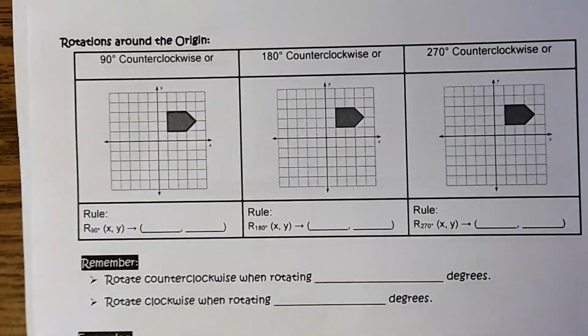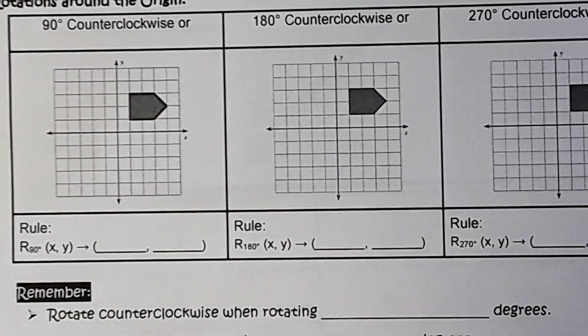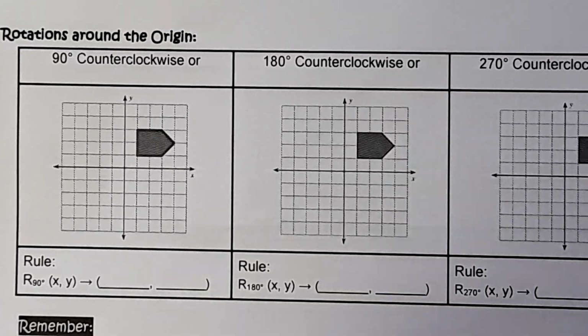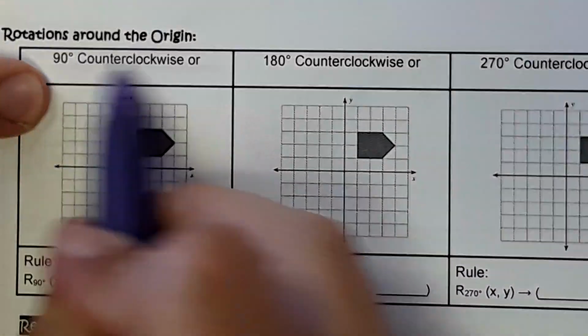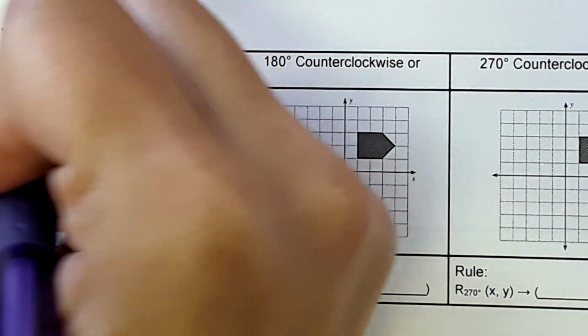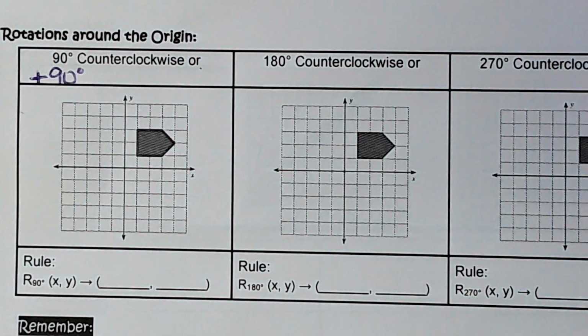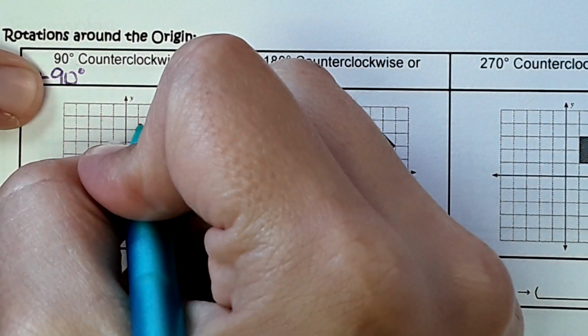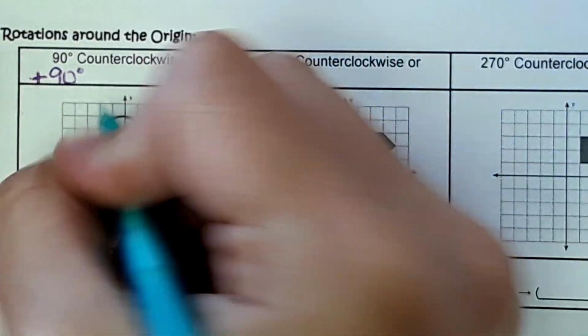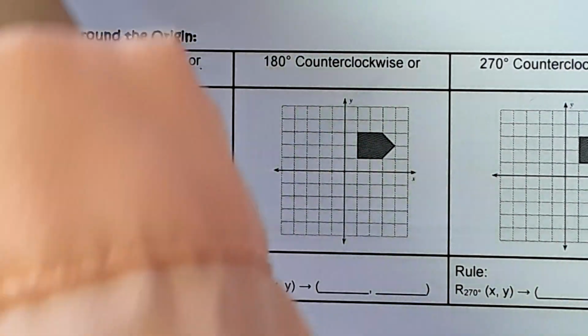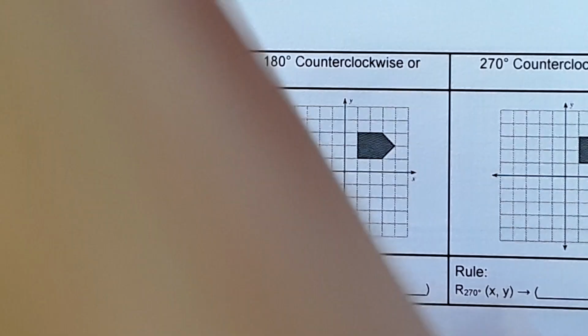Okay, so now we're going to look at what happens to the points, or a rule for the points as you make your rotations. So this says 90 degrees counterclockwise, so that would be a positive 90-degree rotation. Counterclockwise is positive 90. So when we rotate this shape, we're going to rotate it like one turn this way. And the shape that would come out would look like this.